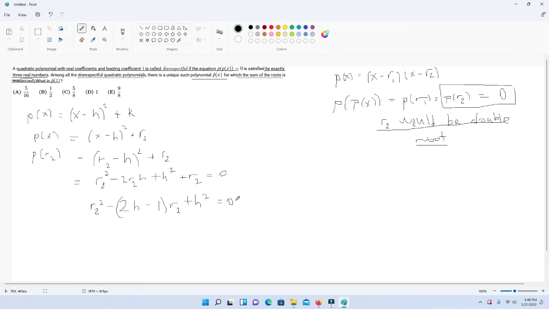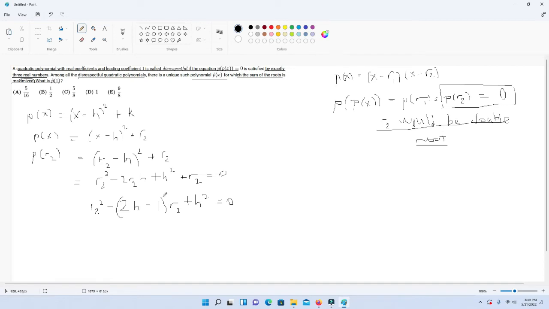Now we have a polynomial for r2, and we can use another property of a quadratic, the discriminant, to get some information regarding h. Remember what the discriminant tells you: it tells you what values the coefficients would have to be in order for your solutions to be real, complex, and so on. In the problem it says that the roots are real, so we know that this polynomial has a discriminant that has to be greater than or equal to 0.